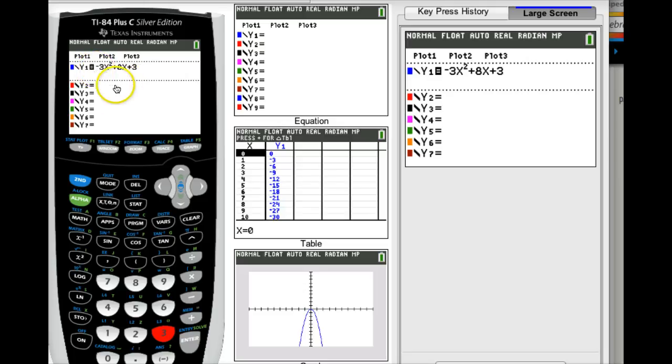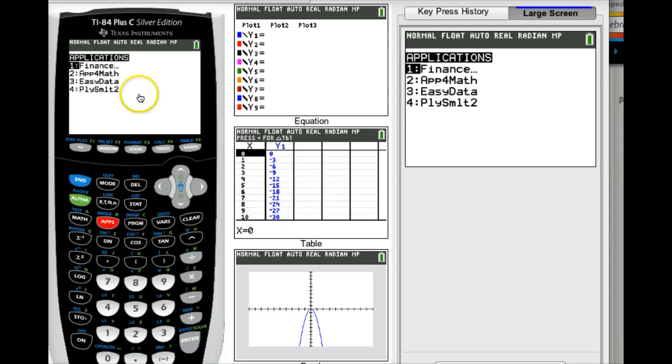otherwise it's going to tell you error. So there are 3 different situations for turning this into a less than, which is what we want the symbol to be instead of equal sign. So option number 1, you need to hit your apps key. So there's my apps key.